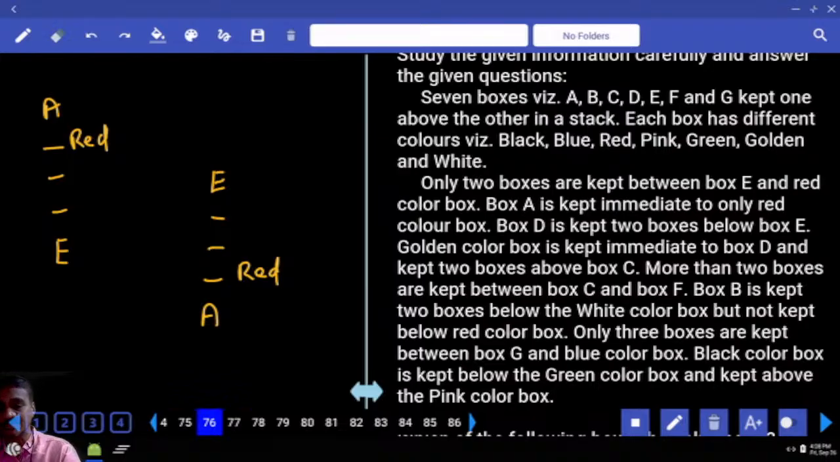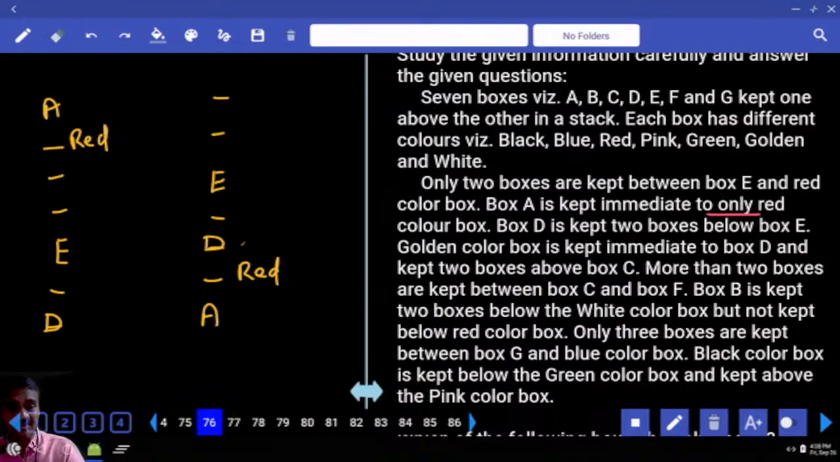How many boxes are there? 7. 1, 2, 3, 4, 5, 6, 7. Clear? The number of boxes is done. A is kept immediate to only red. Then D is kept 2 boxes below E. 1 box below, 2 boxes below. D must be here.